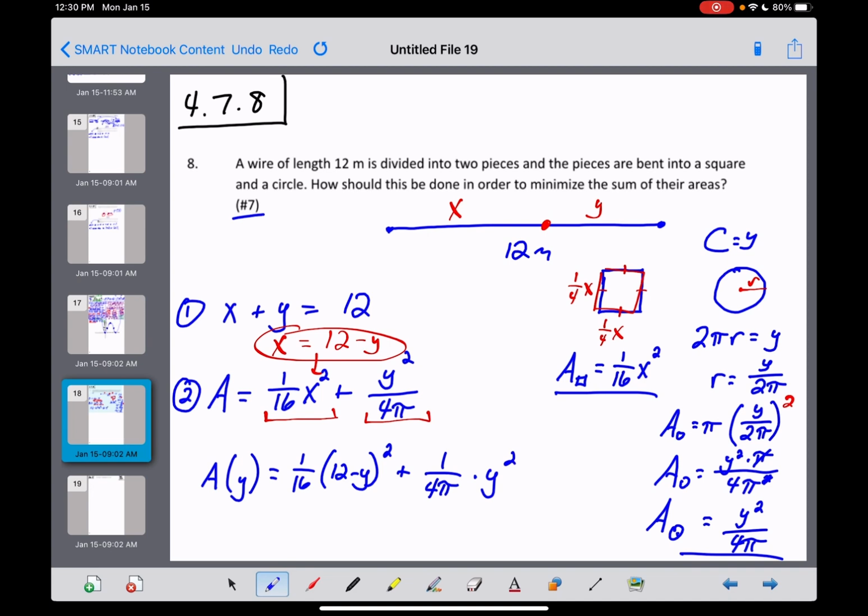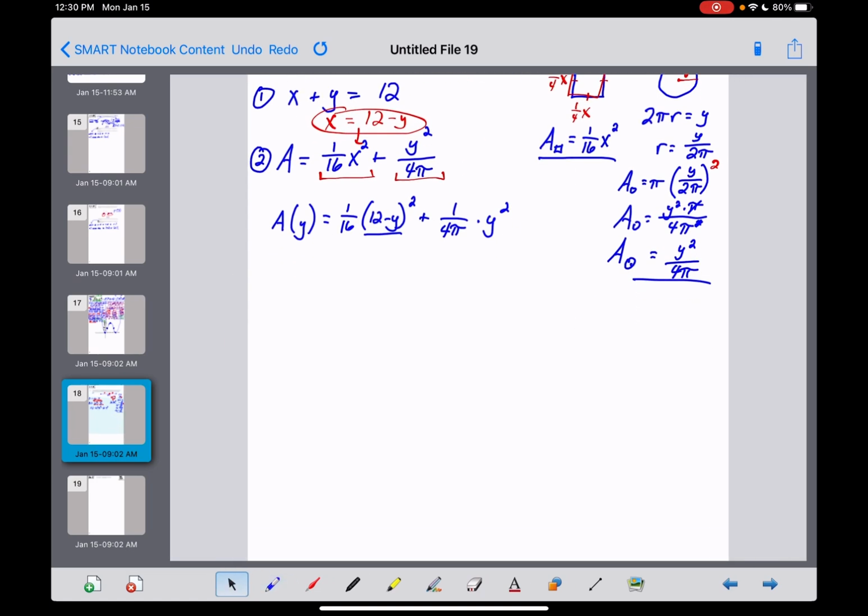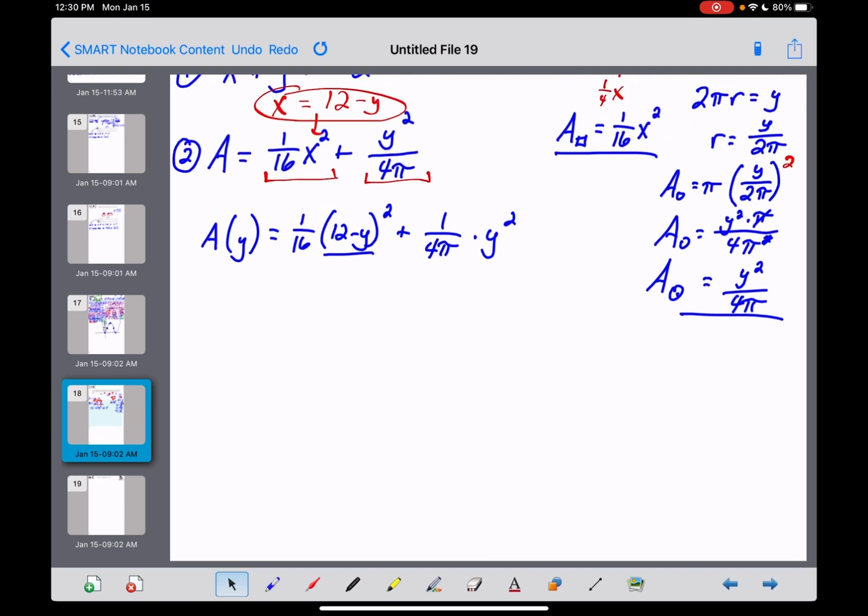And with that in mind, guys, I am not going to expand this. I'm going to leave A of y as it's written right there, and I think I'm ready. No, it's not great. I think I'm ready to go on to step 3, which is to take the derivative of that equation we have right above.